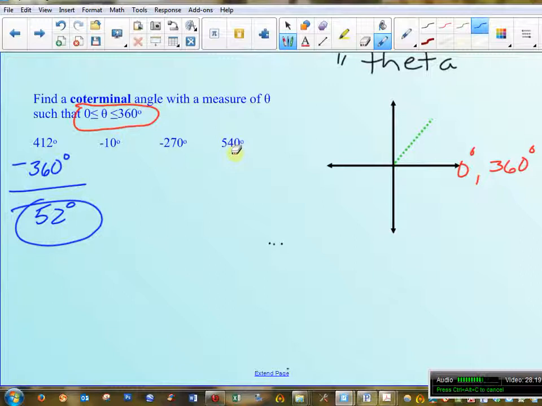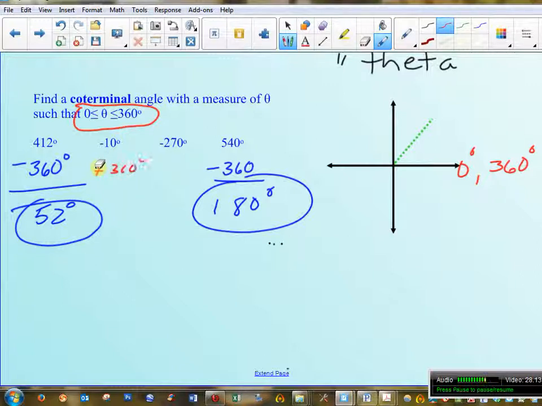If I look at this one, 540, I'm bigger than the first circle, bigger than 360 degrees. So again, I'll subtract out whole circles until I get in between my instructions here, 0 and 360. So if we subtract whole circles when we start out with positive numbers, then if you see a negative number, you can begin by adding complete circles. And if I add 360 to negative 10, I get 350 degrees. Again, I'm within my limits in the instructions, so I'm good to go.